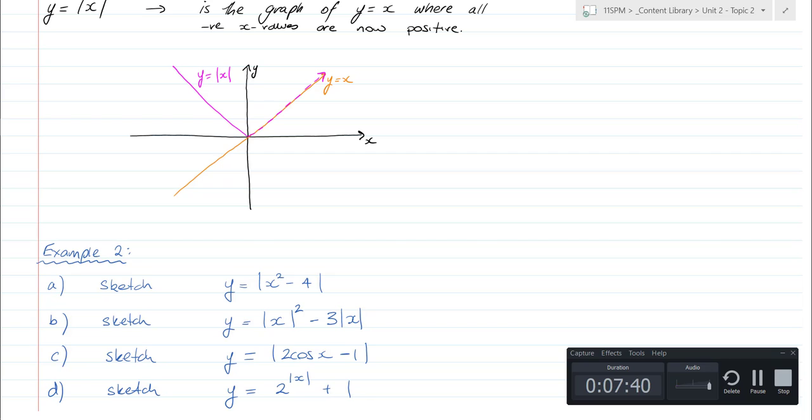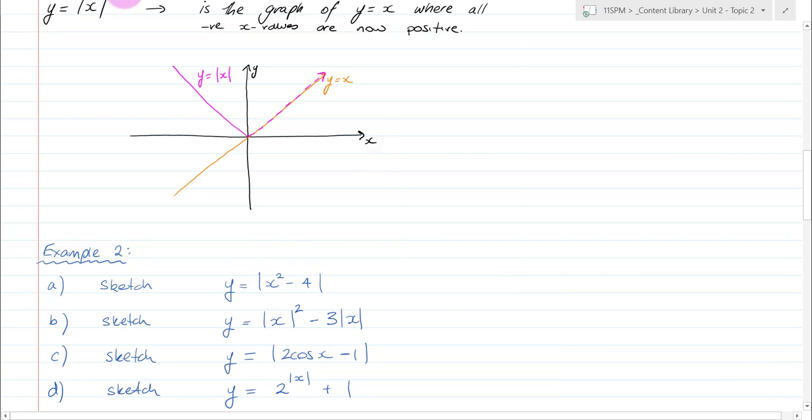Okay, sketching the modulus function. I'm going to set up an axis. I'm going to do A and C first. There's something special about B and D that I want to try and get you to work out. But let's start with doing A and C.